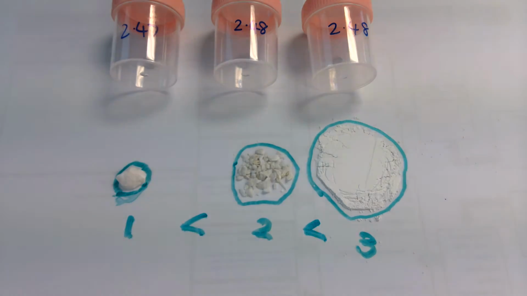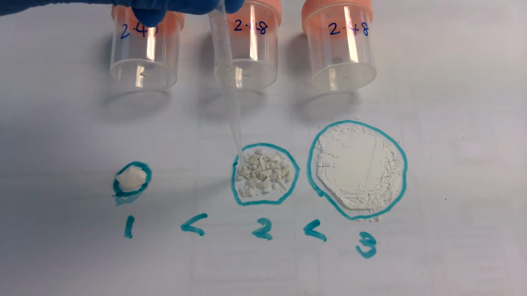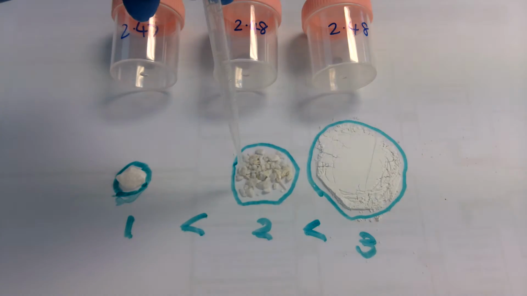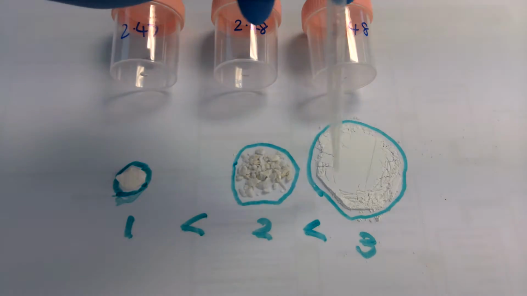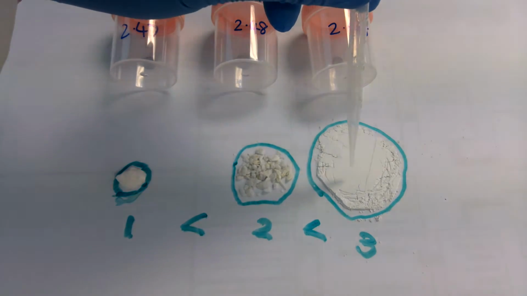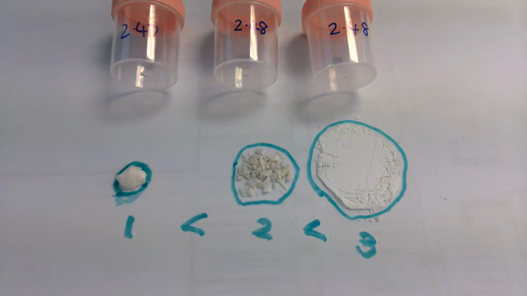So the learning point here is that surface area can change even though the mass is the same, and it depends on what you do with the reactant. In this case, this is a chunk. These are pieces that have been split up, and then this is a chunk that has been ground into powder.